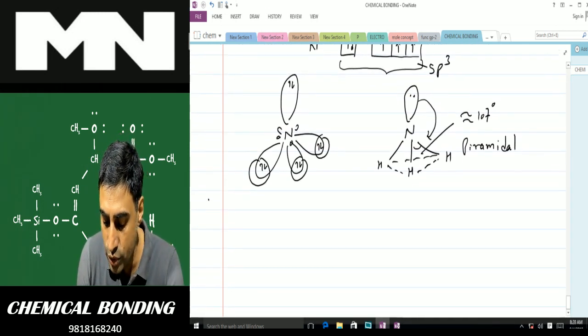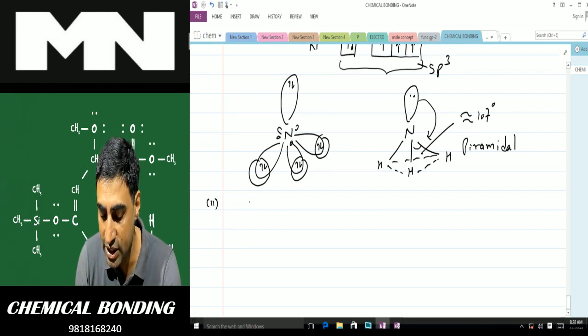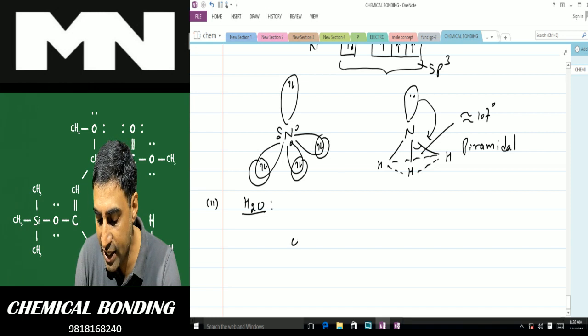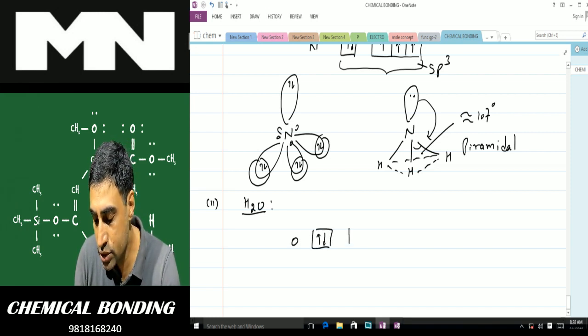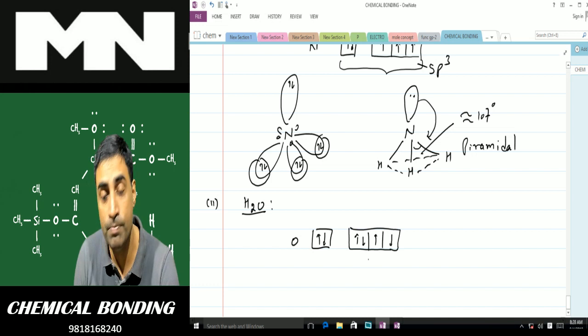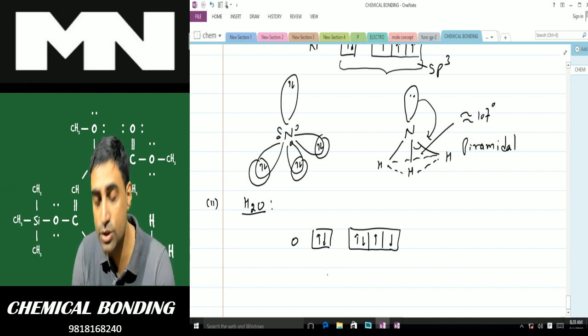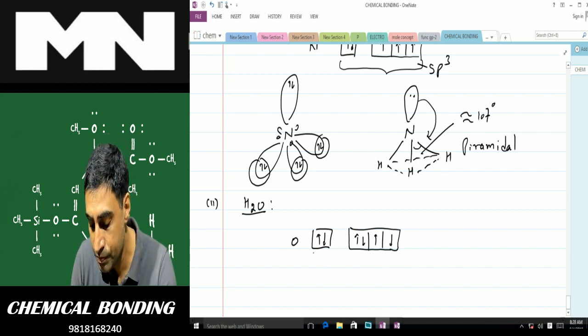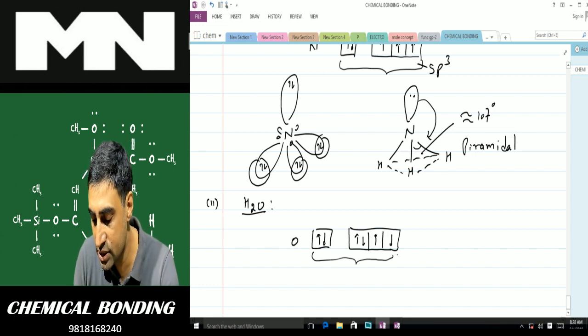The second molecule, and this is the last one in hybridization, is H2O. If we have a look at oxygen, oxygen has 2 electrons in the S and 4 electrons in the P. So you have 1, 2, 3, 4. It does not have a D subshell, so electrons will not undergo unpairing and it will undergo hybridization as such. That's why the hybridization is sp3.